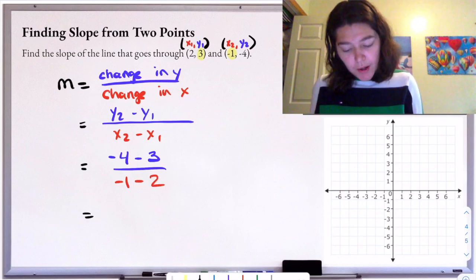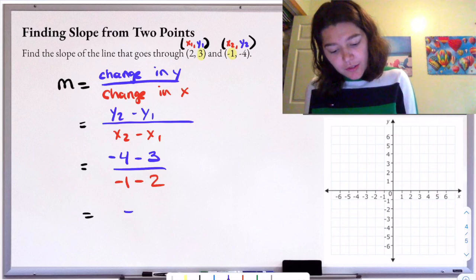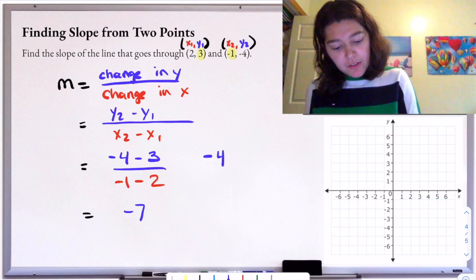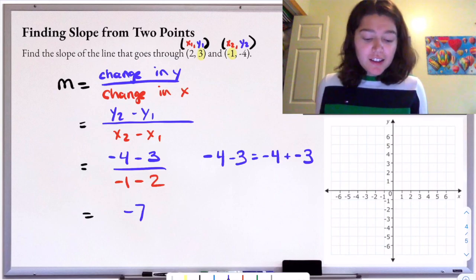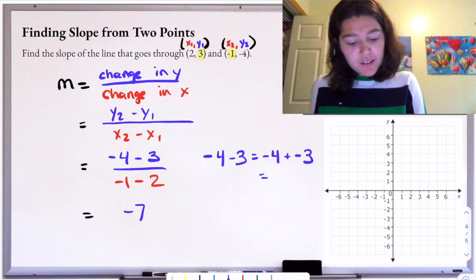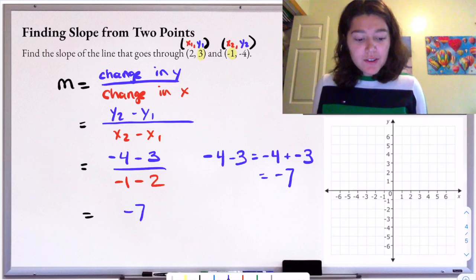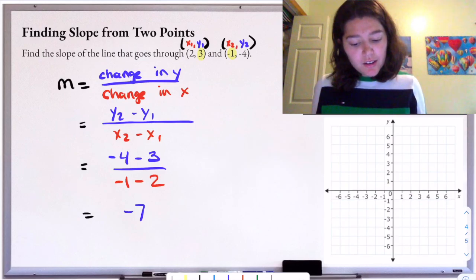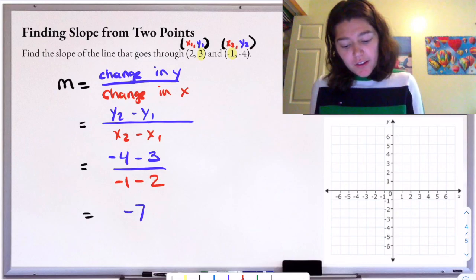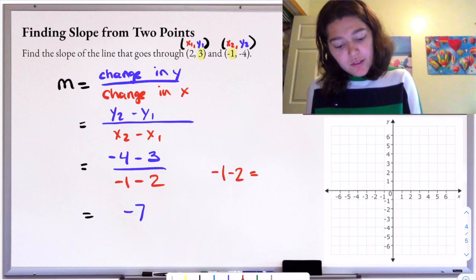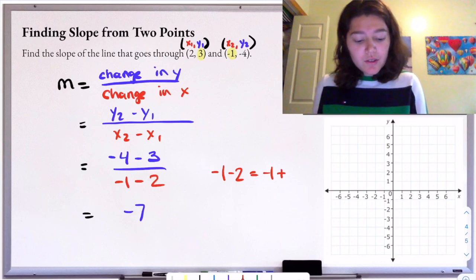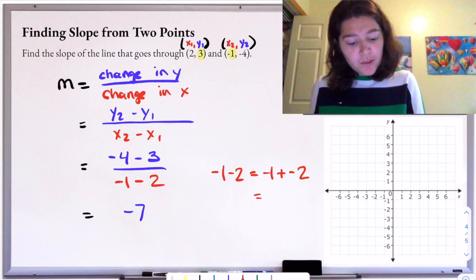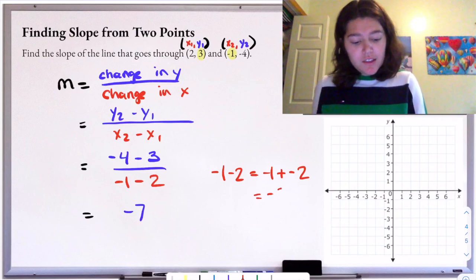So negative 4 minus 3, that is equal to negative 7. As a reminder, when we subtract a number, it's the same thing as adding the opposite. So subtracting 3 is the same thing as adding negative 3. So we get negative 4 plus negative 3, which is negative 7. Important review from 7th grade. And then same thing here for the denominator. Negative 1 minus 2 is the same thing as negative 1 plus the opposite of positive 2, which is negative 2. So negative 1 plus negative 2, that's negative 3.